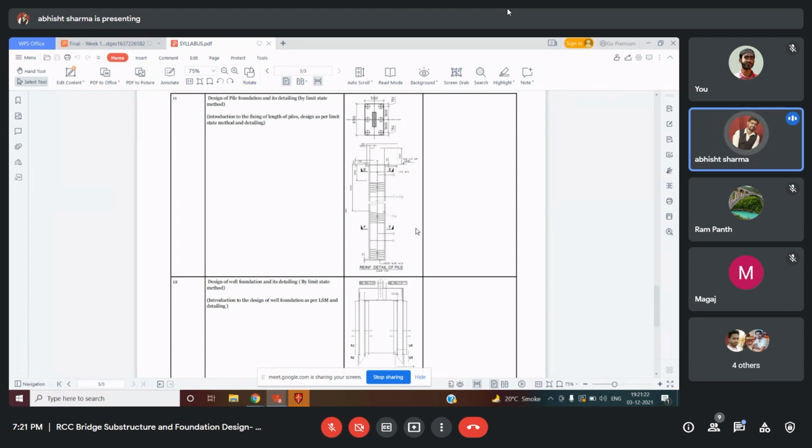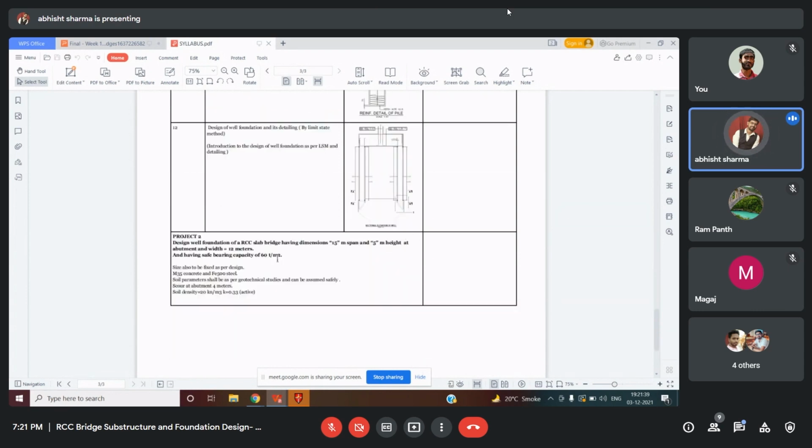Generally, if we see the well foundation, we generally put the well foundation where we have the rivers. So what separates the well from pile and how it is being designed, we'll touch all those parts one by one. So after that, we again have a bigger project for you, which is project two.